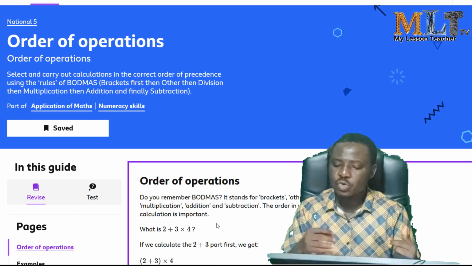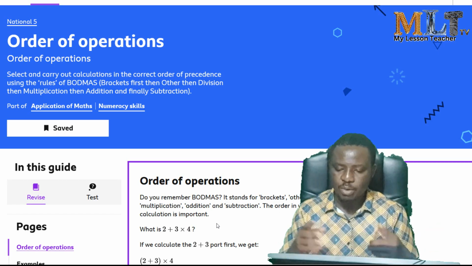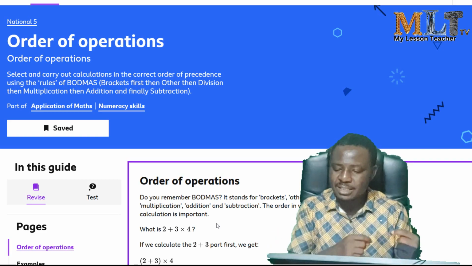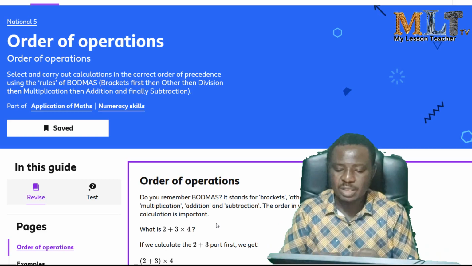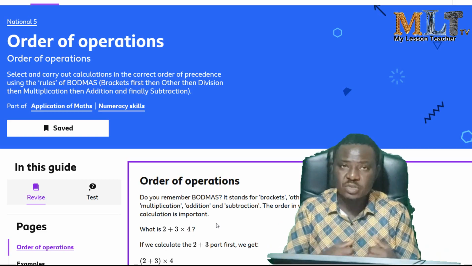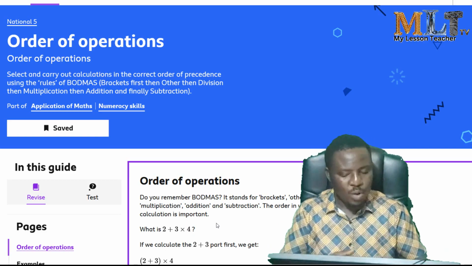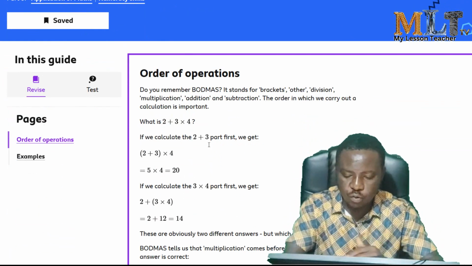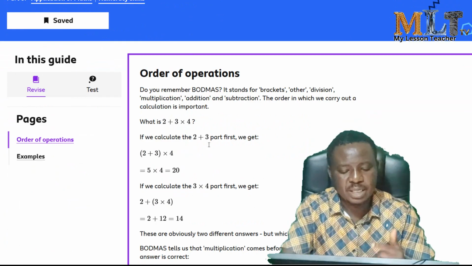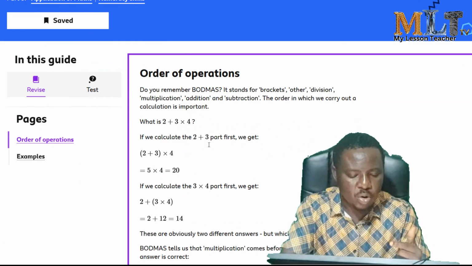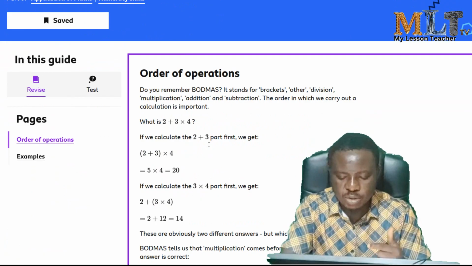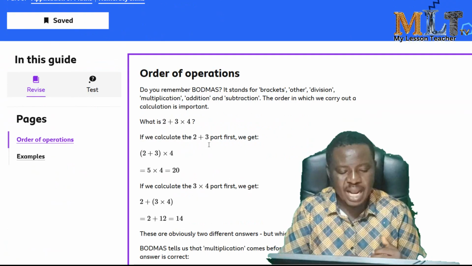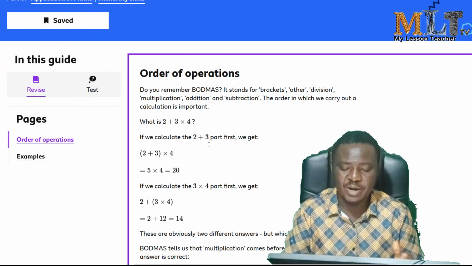So order of operations: we should select and carry out calculations in the correct order of precedence using the rules of BODMAS. BODMAS stands for brackets first, then order, then division, then multiplication, then addition, and finally subtraction. So when you have an operation, these are the orders you will follow. Do you remember BODMAS? It stands for brackets, order, division, multiplication, addition, and subtraction. The order in which we carry out a calculation is very important.